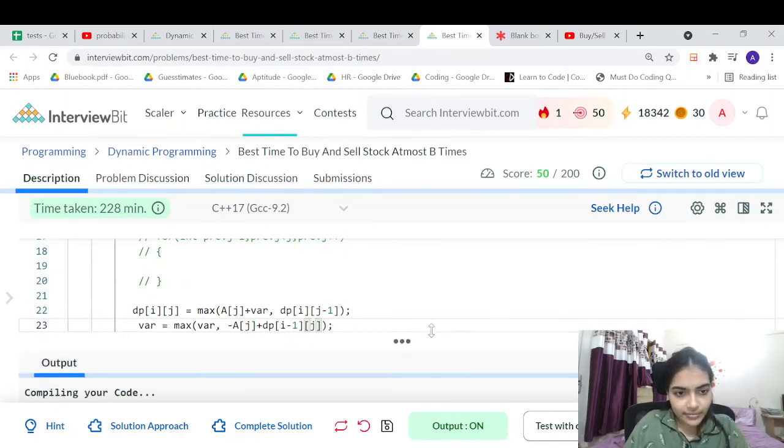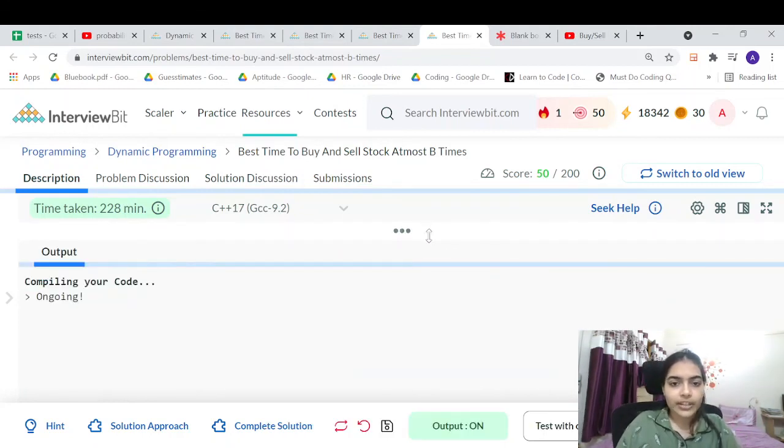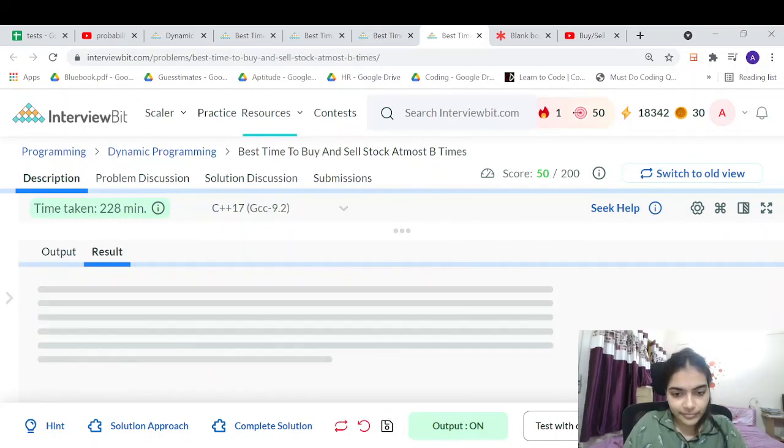Let me test and see. So it's working fine. Now let's submit and see. It should be accepted on time complexity. So it's accepted. That's it.